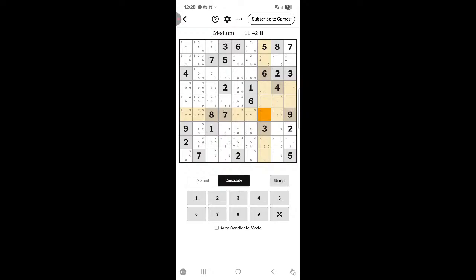What could go here? Maybe a 2? 4, no, 5, no, 6, maybe, no, 7, no. Is that a 1? Was it possibly an 8? Or it could be an 8. What is this? 1, 2, 3, 4, 5, 6, 7, and 8. It could be an 8 there. God damn it. This is the difference between candidate and auto candidate. It's so weird and dumb feeling.